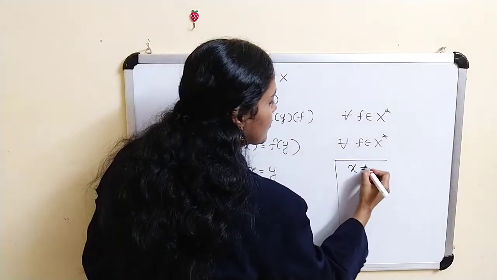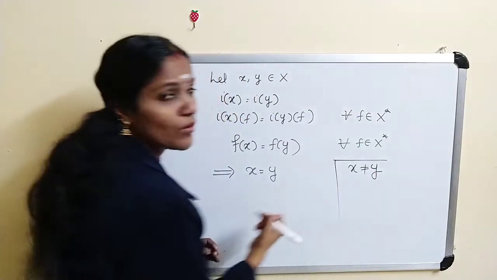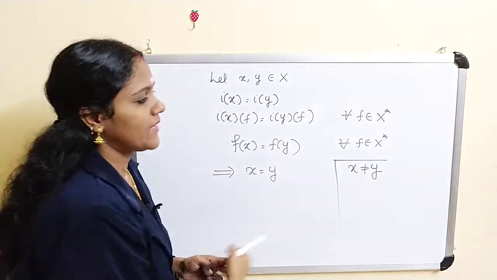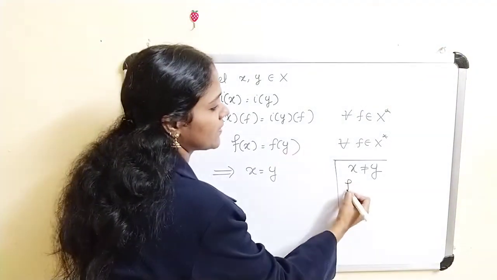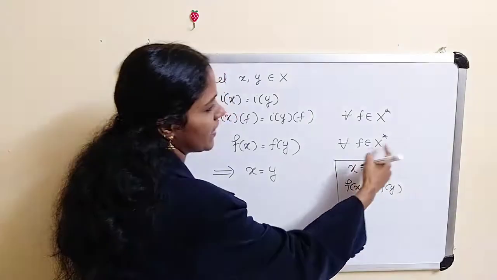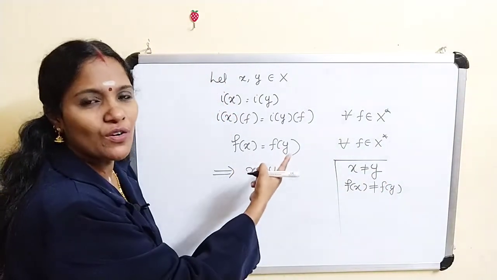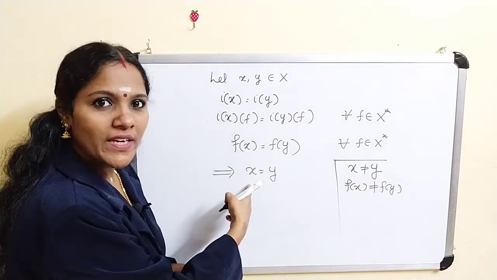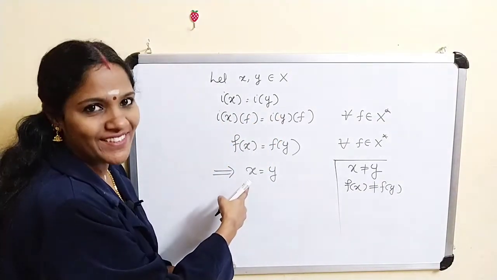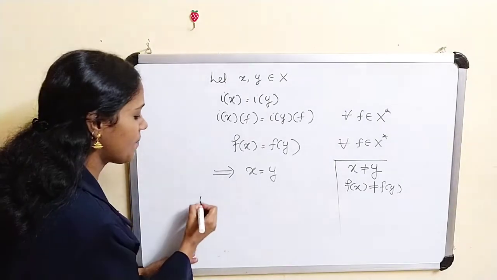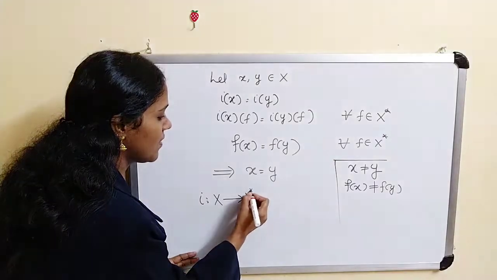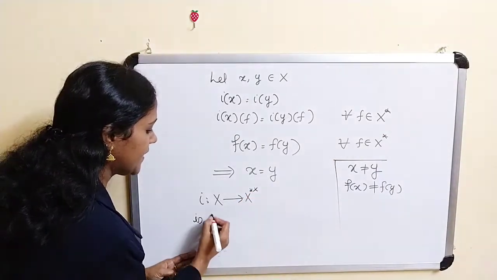Suppose x not equal to y, then by corollary 3.1.4, there exists a linear functional f such that f of x not equal to f of y. But for every f belongs to x star, we have f of x equal to f of y. Therefore, x must be equal to y. Thus, we get I of x equal to I of y implies x equal to y. Therefore, the map I from x to x double star is linear and one to one.